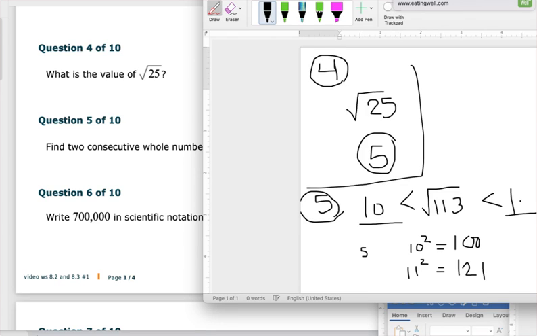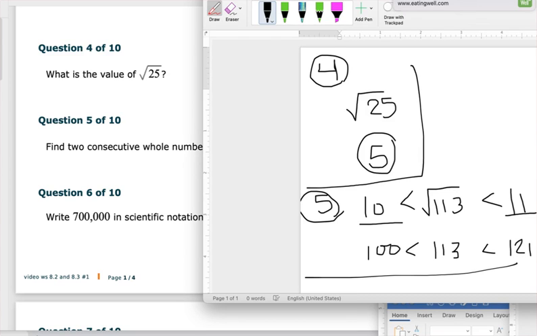Okay, so I'm going to erase this down here and we're going to do our little check. We're going to square each part of this and make sure we were right. 10 squared is 100. The square root of 113 squared is 113. And the square of 11 is 121. Okay, and we wind up with 113 being between 100 and 121.